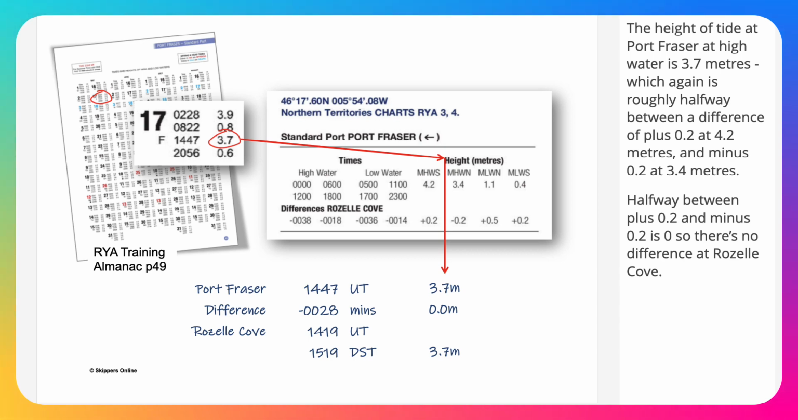The height of tide at Port Fraser at high water is 3.7 meters, which again is roughly halfway between a difference of plus 0.2 at 4.2 meters and minus 0.2 at 3.4 meters. Halfway between plus 0.2 and minus 0.2 is 0, so there's no difference at Rozelle Cove.